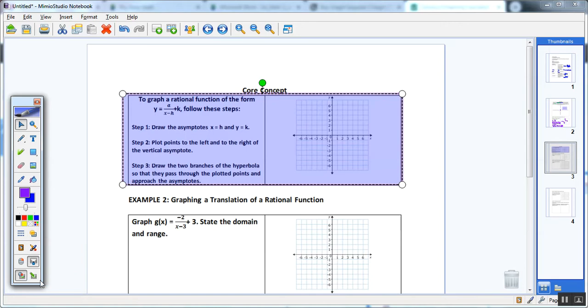All right, kiddos, here's the deal. Core concept today. You're going to start looking at functions of the form y equals a over x minus h, plus k. There's a lot of steps that you need to follow. The first thing you're going to do, draw the asymptotes at x equals h and y equals k.